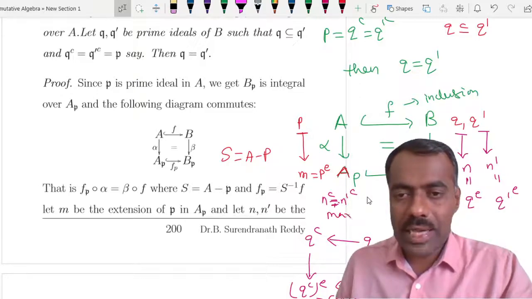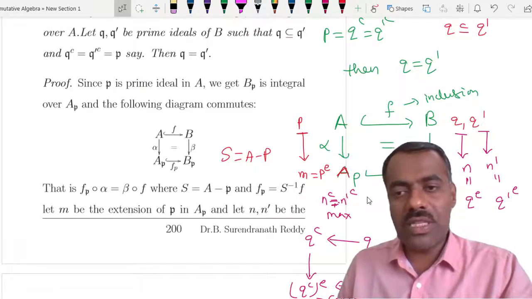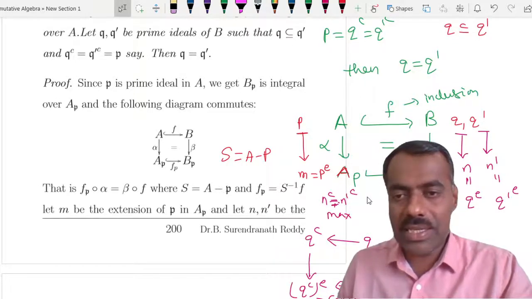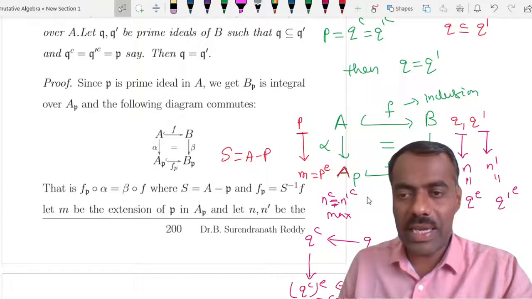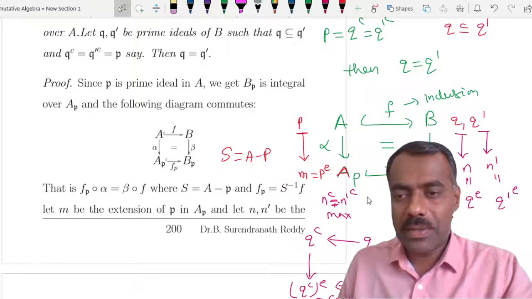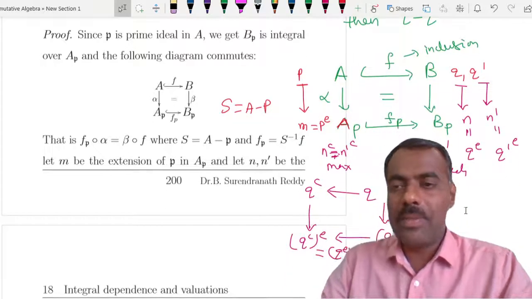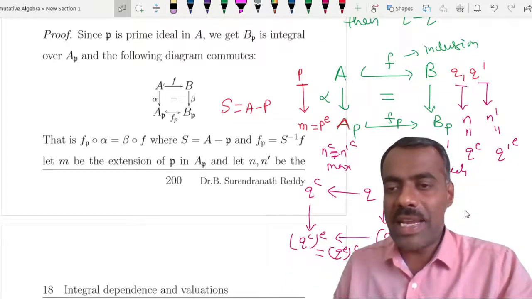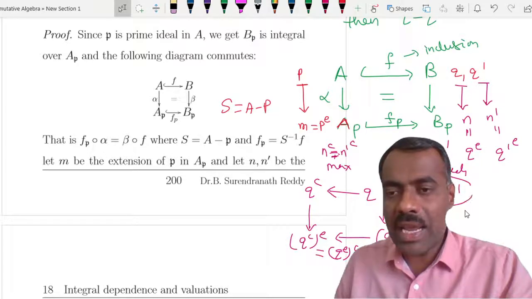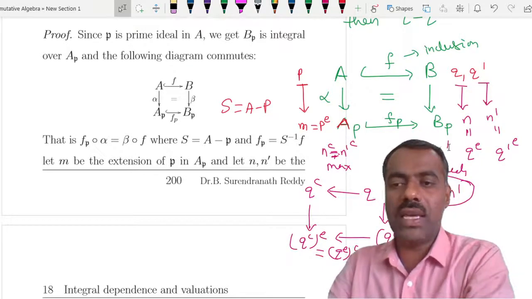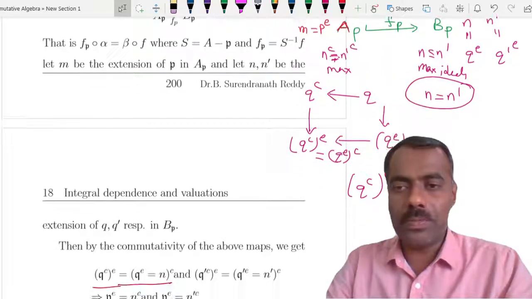Not only that, they are maximal ideals. So by using the previous result, because it is integral over this, one of them is a maximal ideal, so the original is also a maximal ideal. Therefore N and N prime, what we get here, are also maximal ideals because their contraction is maximal. But the moment they are maximal ideals, they have to be equal. So we proved that N and N prime are maximal ideals and they are equal, okay.